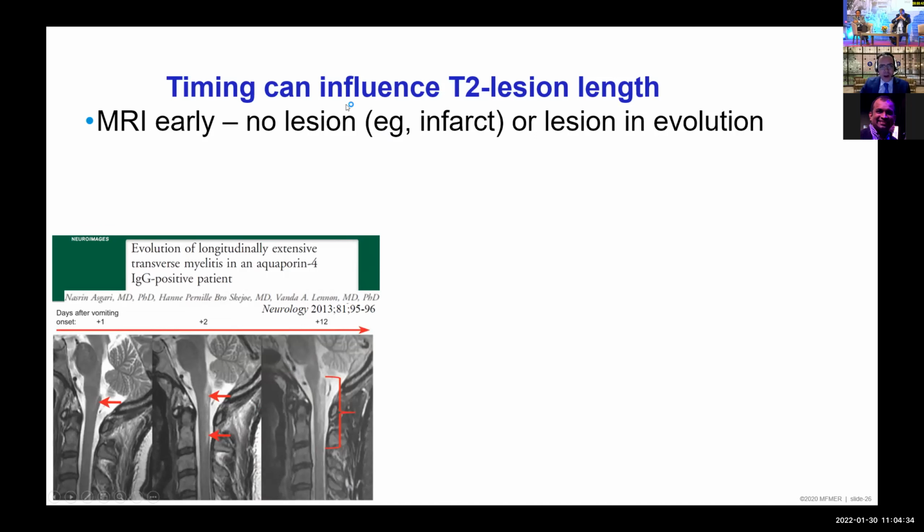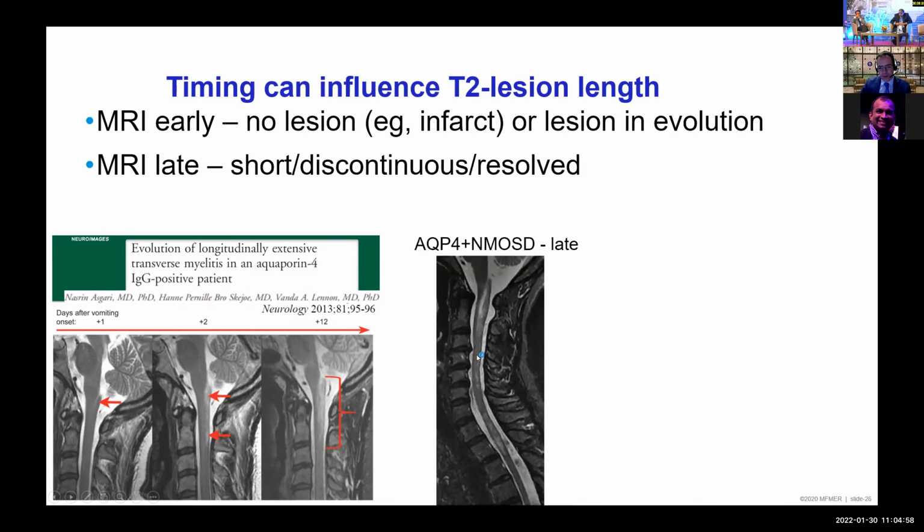Now, sometimes the timing can influence this T2 lesion length. If you do an MRI very early in the course, here's an example of a patient who had an MRI after day 1. They presented with vomiting, but then developed myelopathy symptoms. After 2 days, the lesion is extending over 2.5 vertebral segments, and after 12 days, it extends over 3 vertebral segments. But early on, you may miss a lesion in evolution. On the contrary, if you image someone many months after their myelitis, this longitudinally extensive lesion may have recovered and now may become more discontinuous.